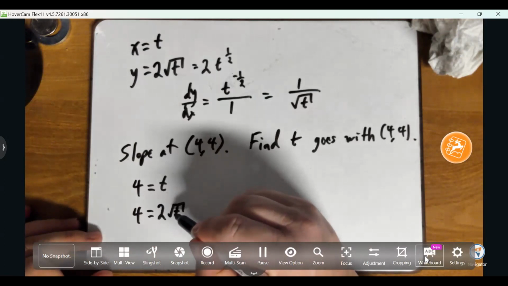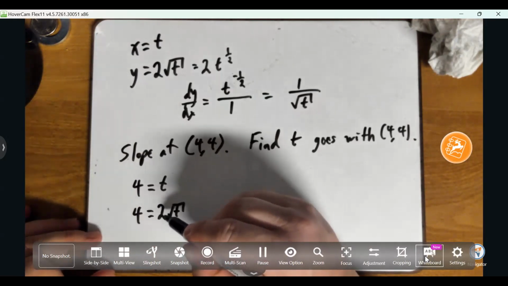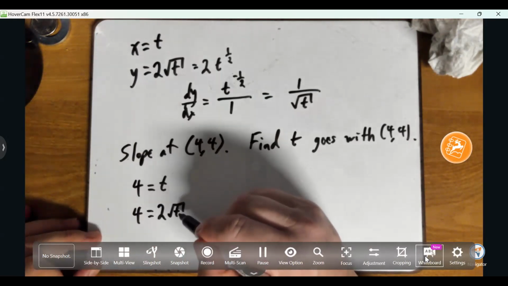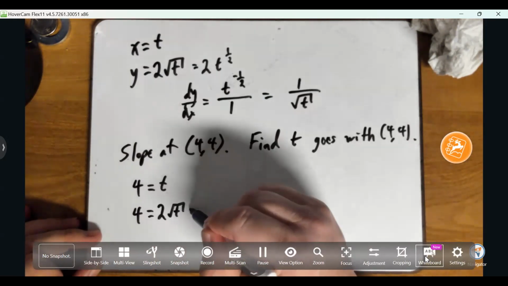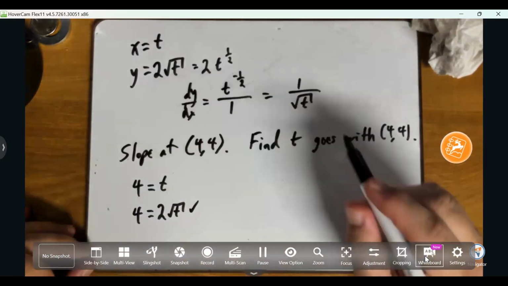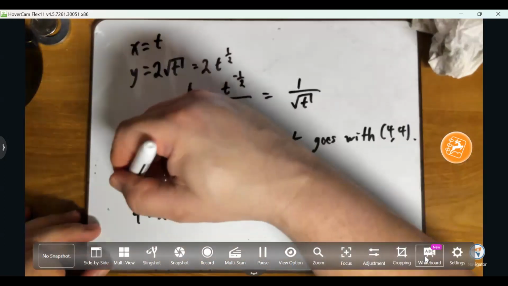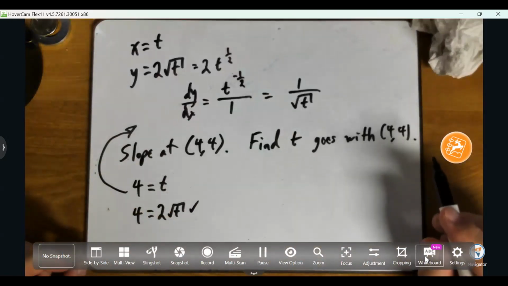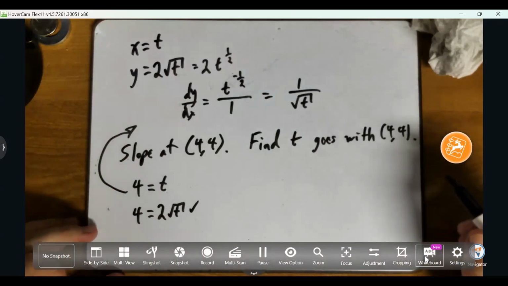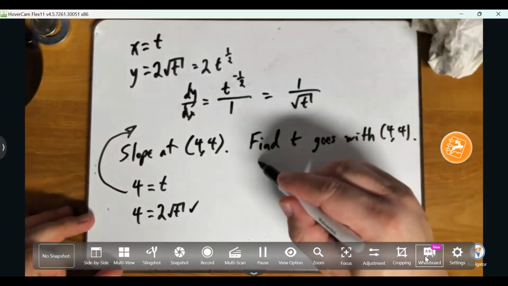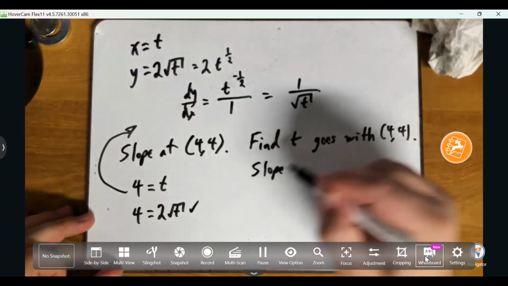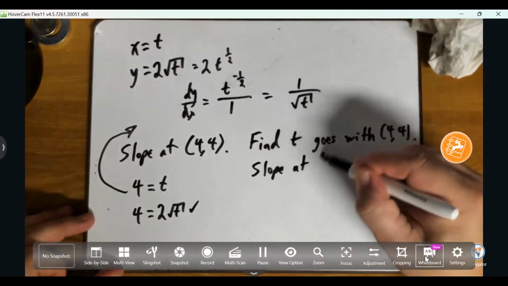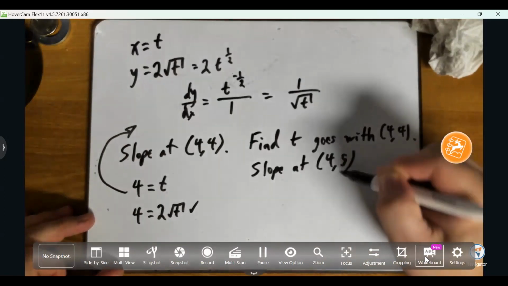I plug in t equal to 4 down here. That checks out also. Square root of 4 is 2. 2 times 2 is 4. So t equals 4 works for both. And then I take t equal to 4 and plug it back in there to get the corresponding slope. But let's say I ask, okay, what's the slope at the point 4, 5?